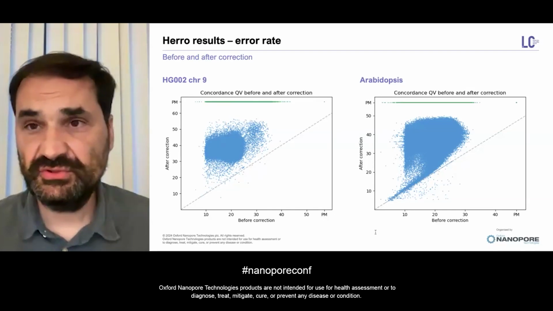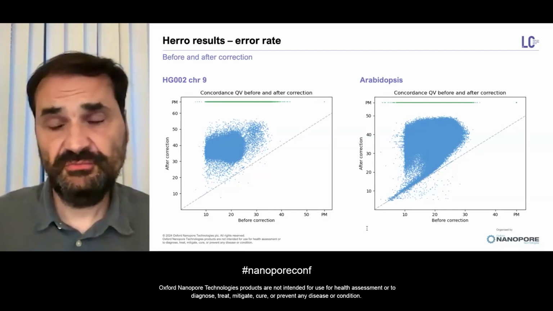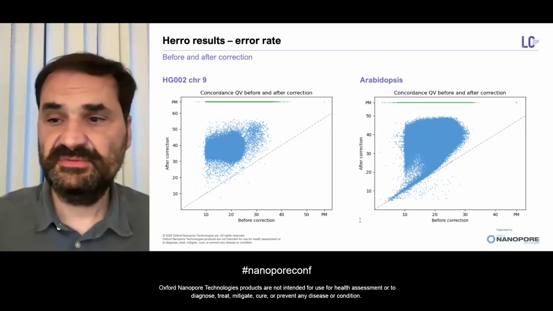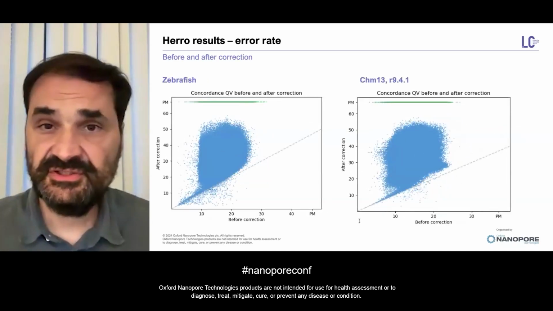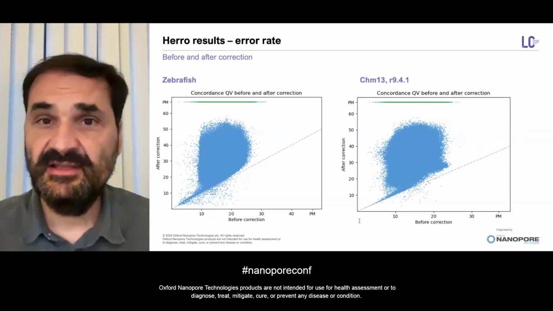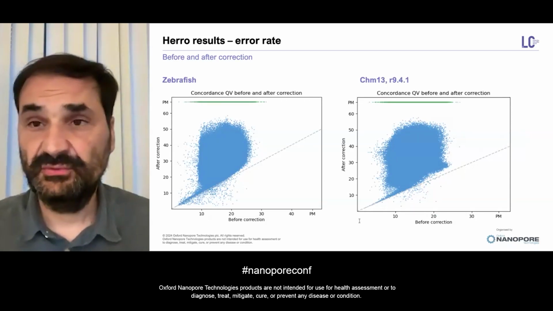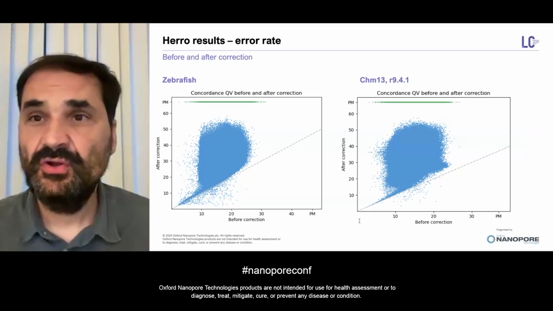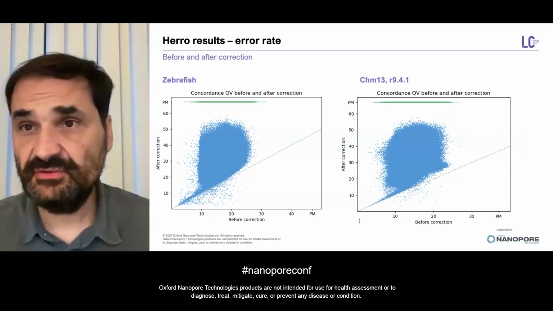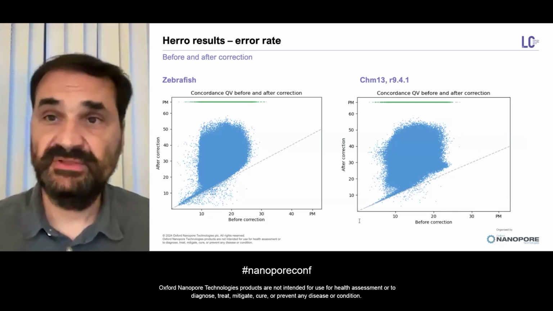You can see also results for Arabidopsis, a completely different genome. So we have never seen Arabidopsis in our training. You can see results from zebrafish and another human genome, CHM13, for R9 reads. It was important for us that HERRO also supports other chemistry so that people can correct their already sequenced reads.